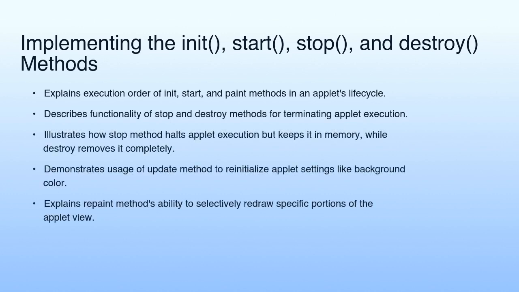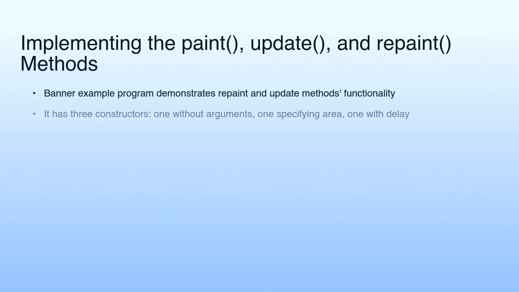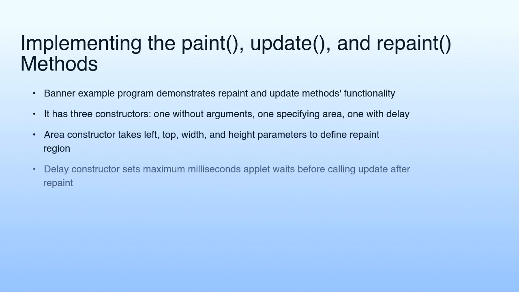The stop method halts execution but keeps the applet in memory, while the destroy method removes it completely. The update method can reinitialize settings like background color, and the repaint method selectively redraws specific portions of the applet view. The banner example program demonstrates the functionality of the repaint and update methods.